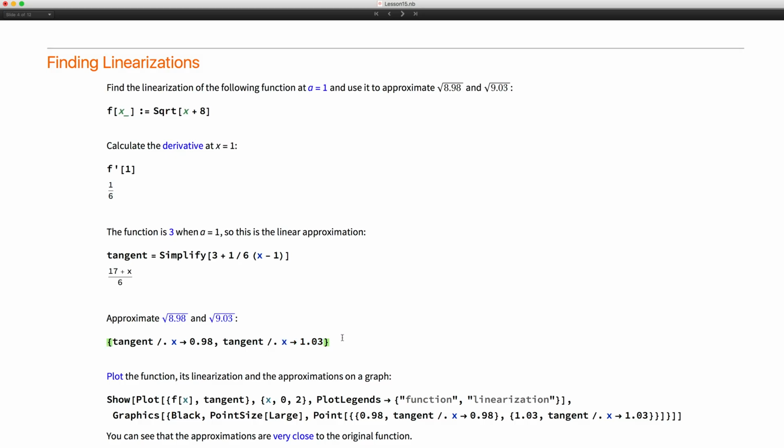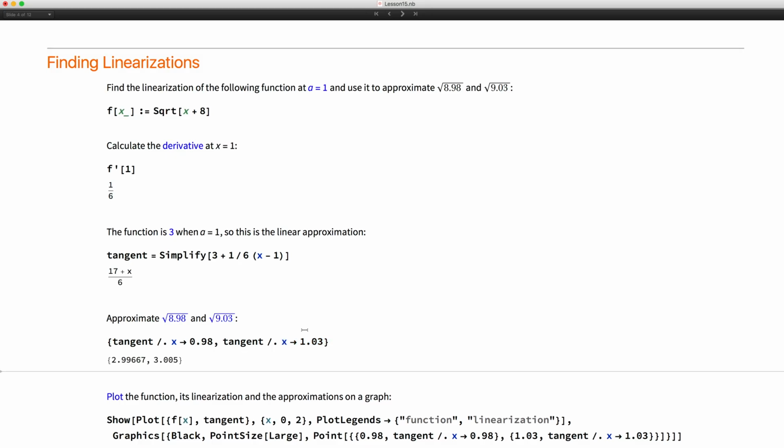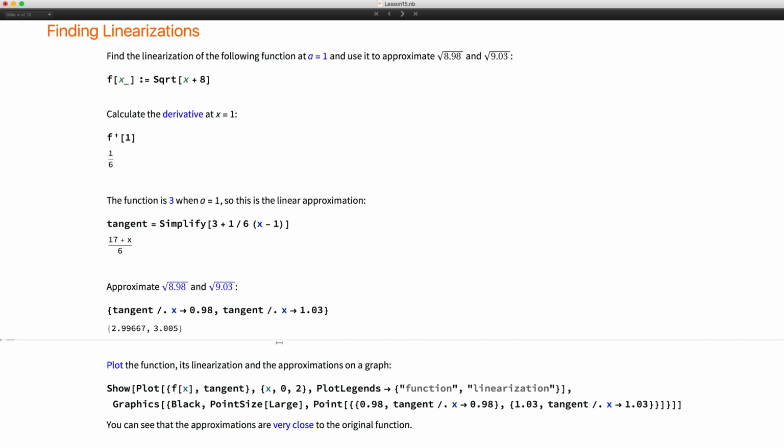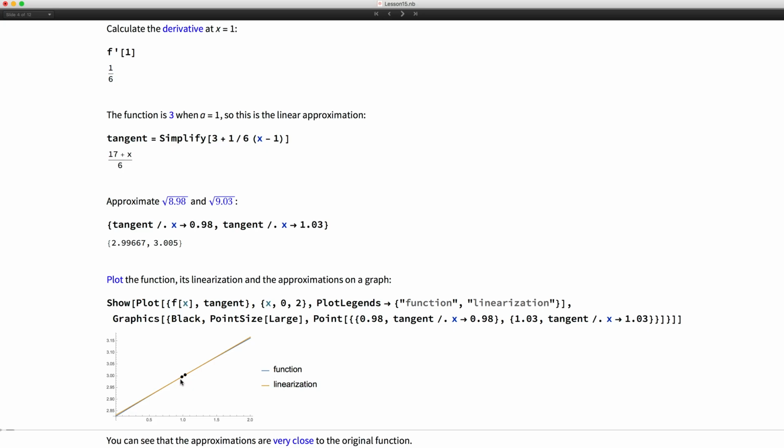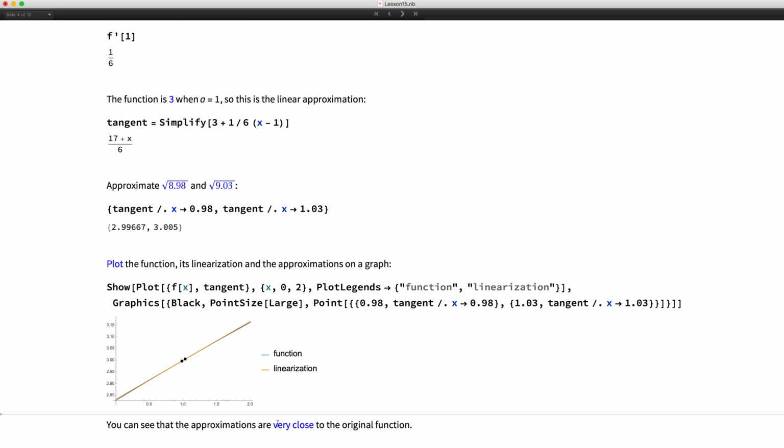So you can use the tangent line to approximate the values over there, and those are the square roots at those 2 points approximately. So here's the picture, and in the picture you see you have the function, the linear approximation, and the values at the nearby points. And you can see that the approximation is very, very close to the original function, though of course they are not exactly the same.